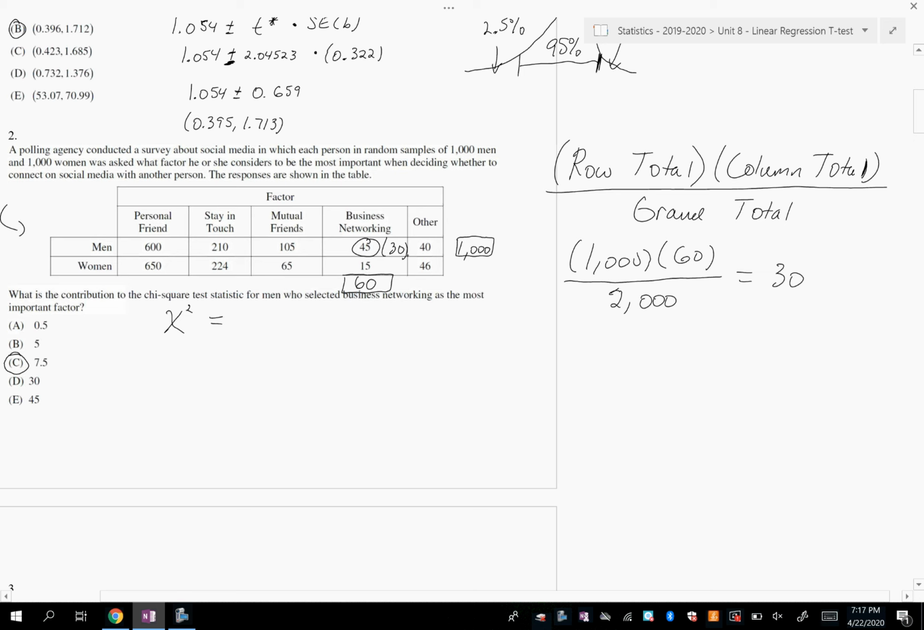Okay? Now to find the chi-squared value using our formula from chi-squared, it is going to be observed minus expected squared, right? We've got to square it in case it's a negative, divided by expected. So for the men who said business networking, it's going to be 45 minus 30 squared divided by 30. So if you do a little bit more work, that's 15 squared, which is going to be 225. And 225 divided by 30 is, you guessed it, 7.5.